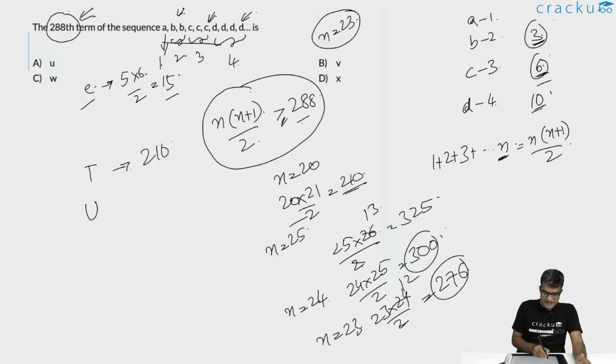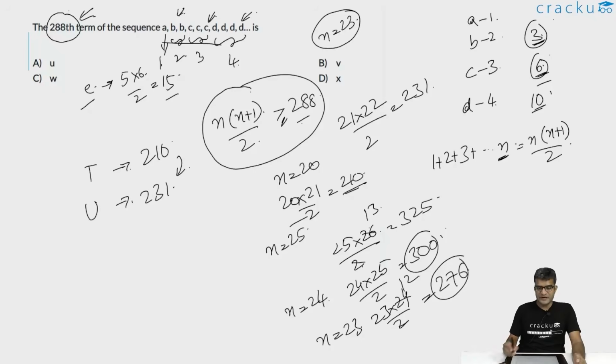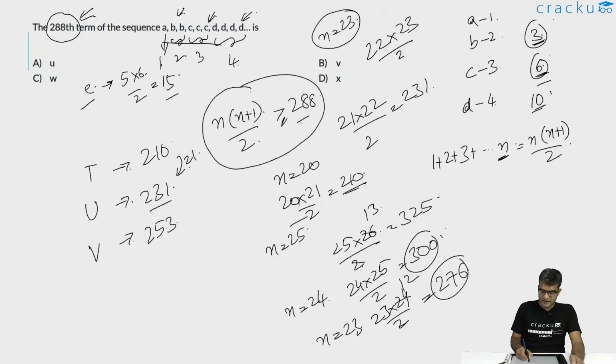For U, the last time it will occur is when you substitute 21 into 22 divided by 2, which is 231. Again, as you can see, U is repeated 21 times. For V, this will occur 231 plus 22, which is 253. You can substitute the value of n to be equal to 22. 22 into 23 divided by 2 is again equal to 253.